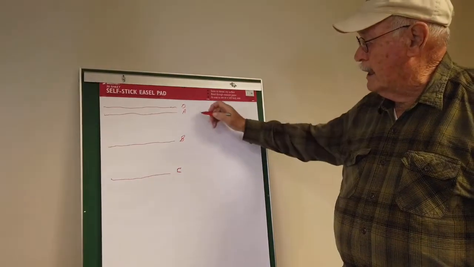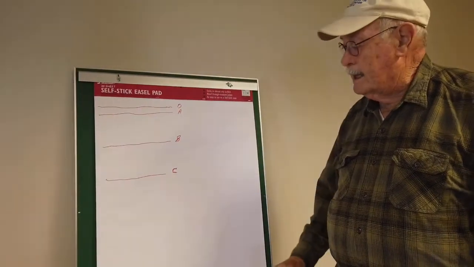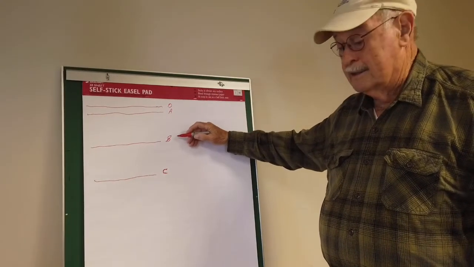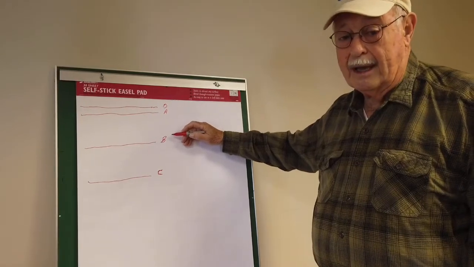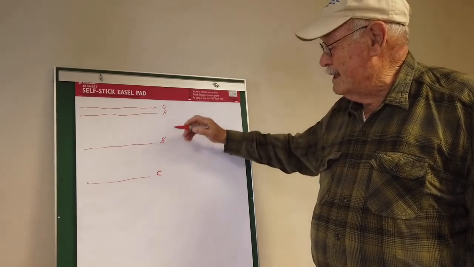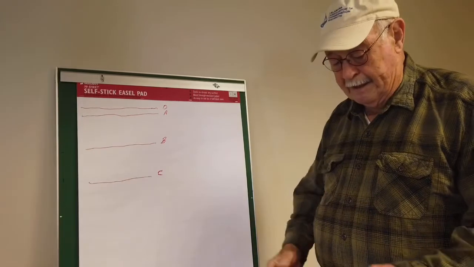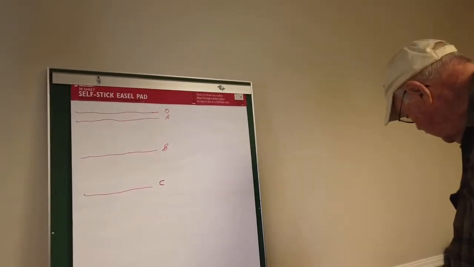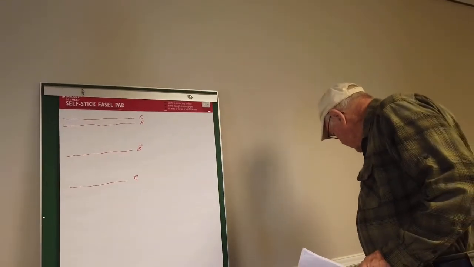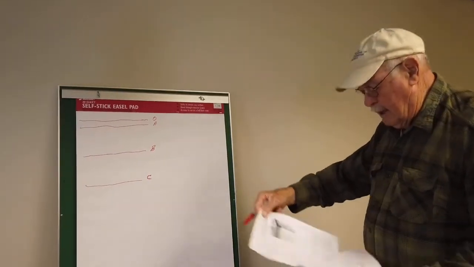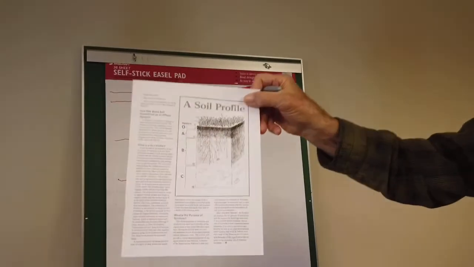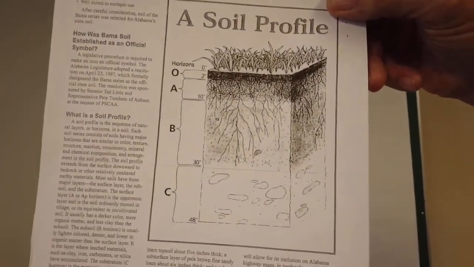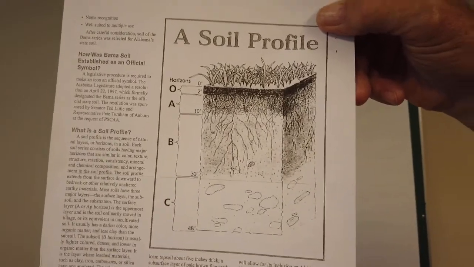So remember, you've got O, A, B, and C horizons. You can't always have an O, but you're always going to have an A unless it's really eroded real bad. And then you're going to have a B, and then you're going to have a C. And I've got a picture right here that I know it's small, but maybe it can show the O and the A and the B and the C better than I drew it right there.